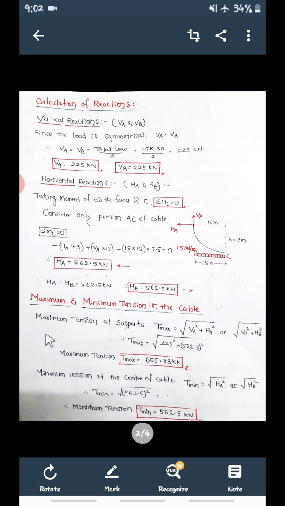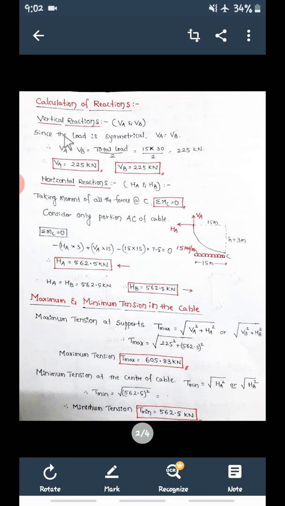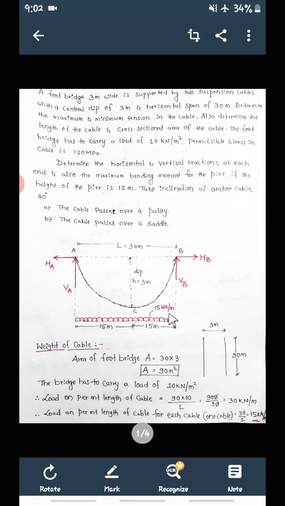Now see again, the load is symmetrical throughout the span. Load is 15, it is symmetrical. Now VA is equal to VB is equal to total load divided by 2. Since the load is symmetrical, VA is equal to VB. So what is the total load? Convert this UDL into point load. So 15 into 30 will be the point load here.